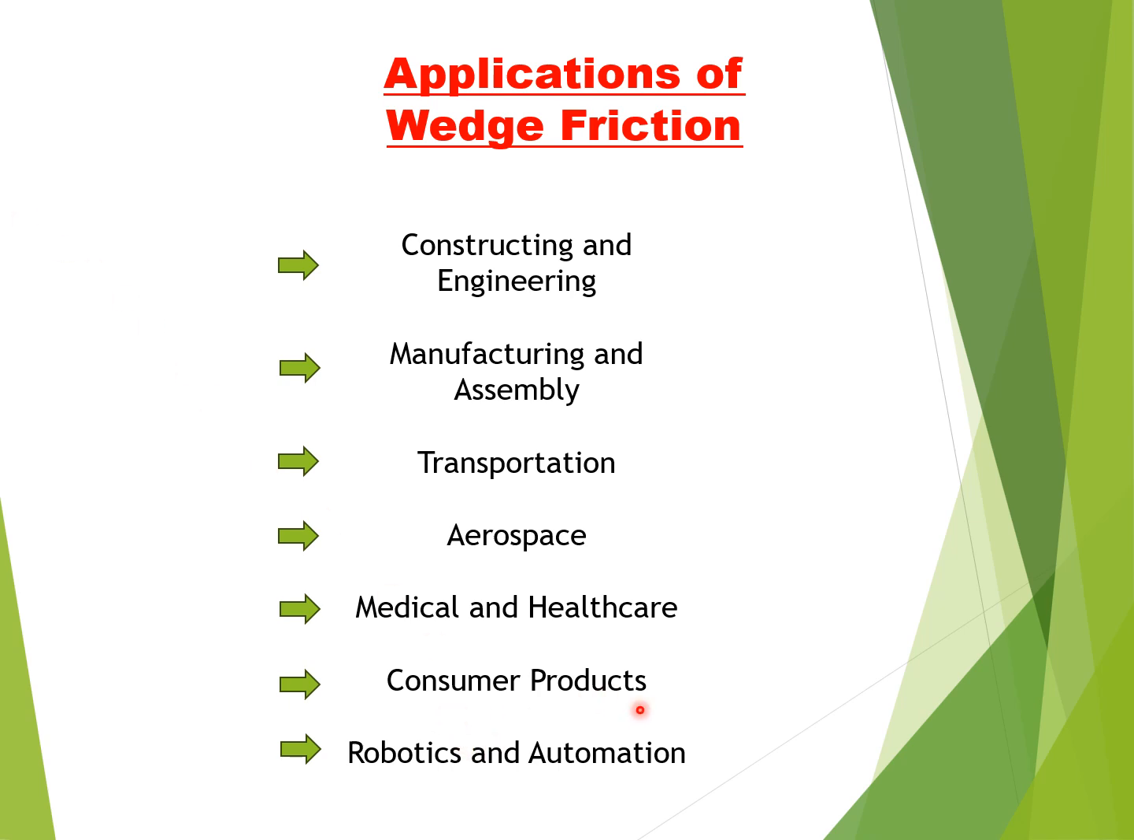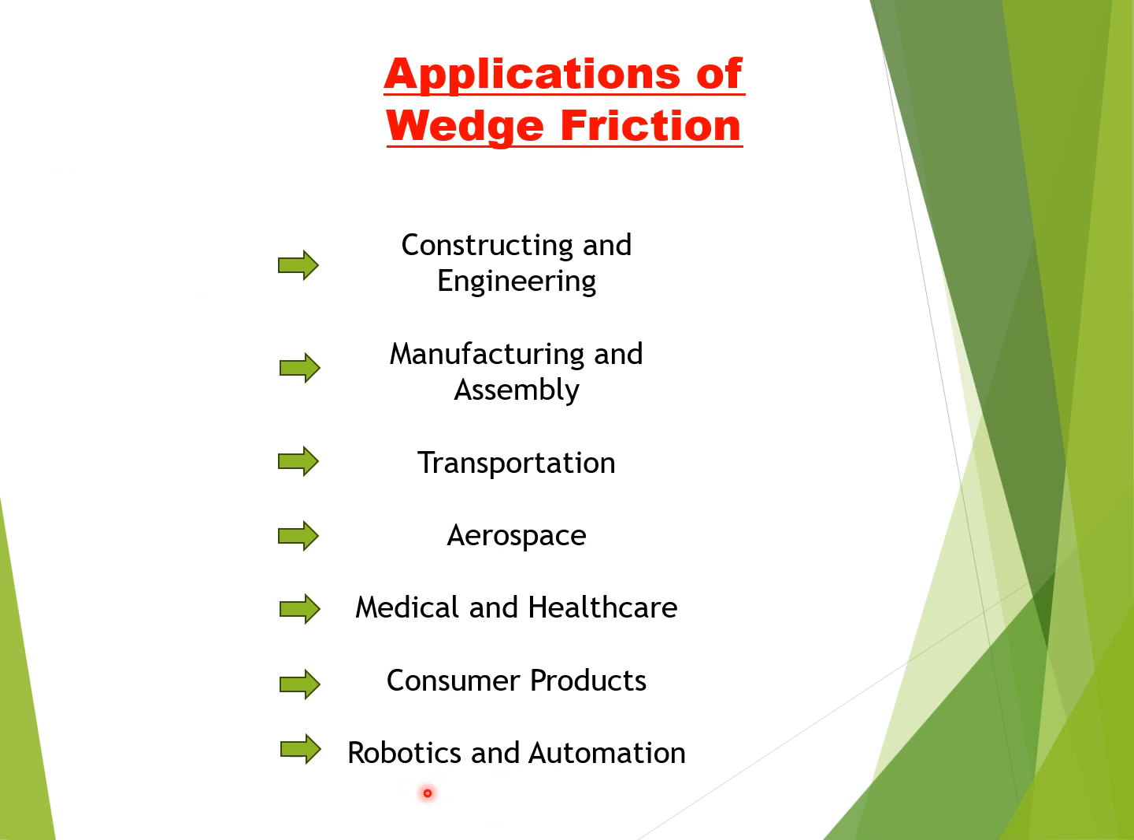The next is consumer products. Wedge friction is extensively used in consumer products to enhance functionality, stability, and ease of use. One use is in furniture, such as adjustable chairs, tables, and sleeping units. Wedge mechanisms are used for height or angle adjustments. Friction ensures the components lock securely in place, providing stability during use. There are many other products such as door stops and anti-slip devices, hand tools, kitchen gadgets, etc.